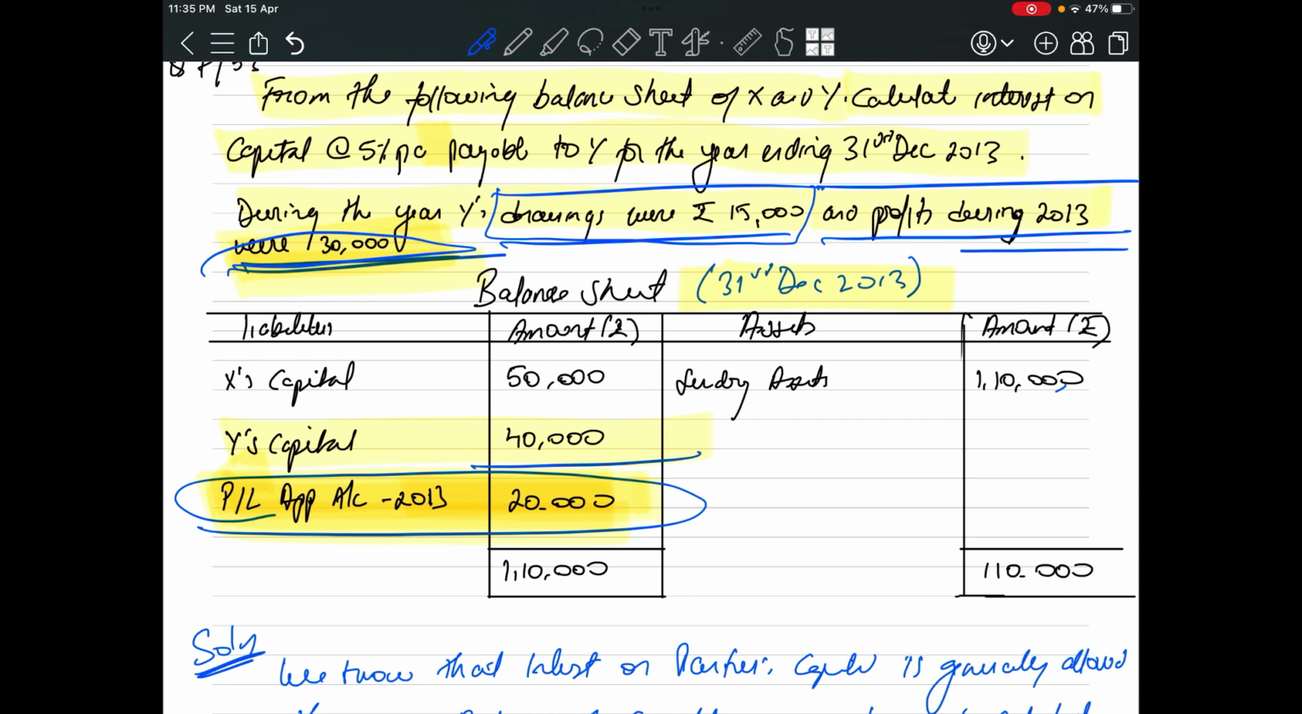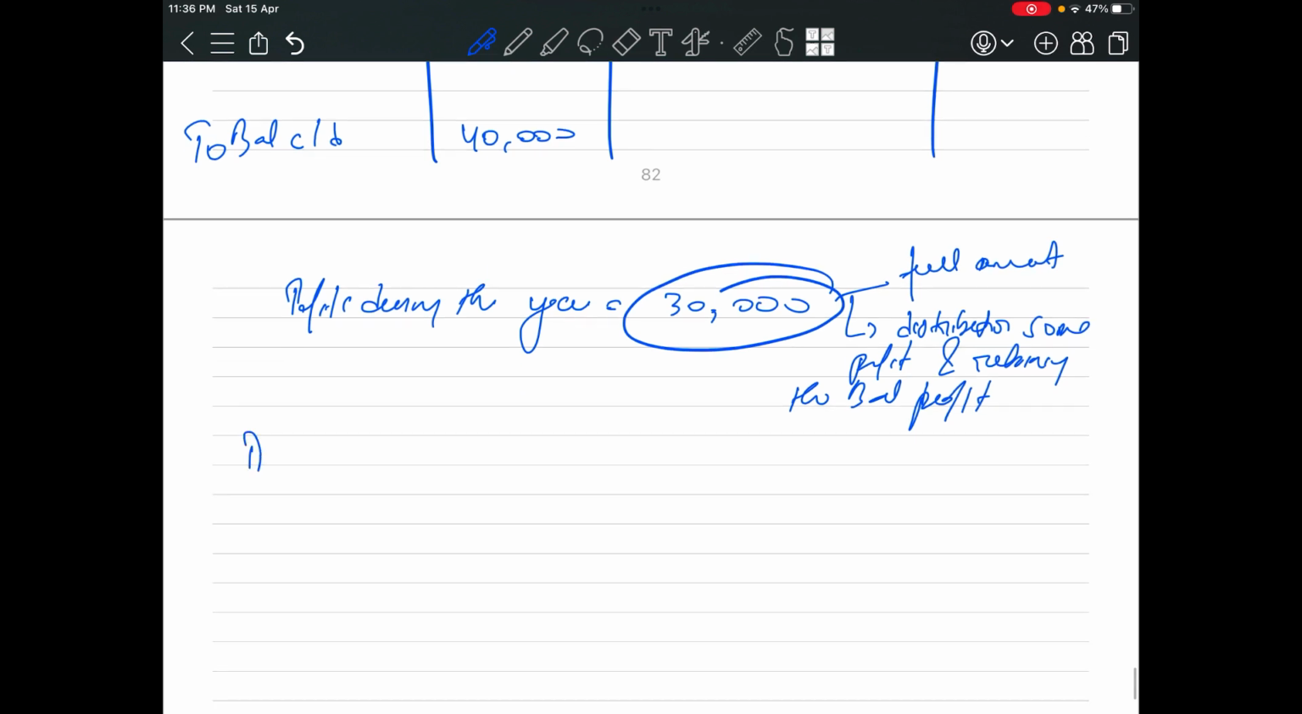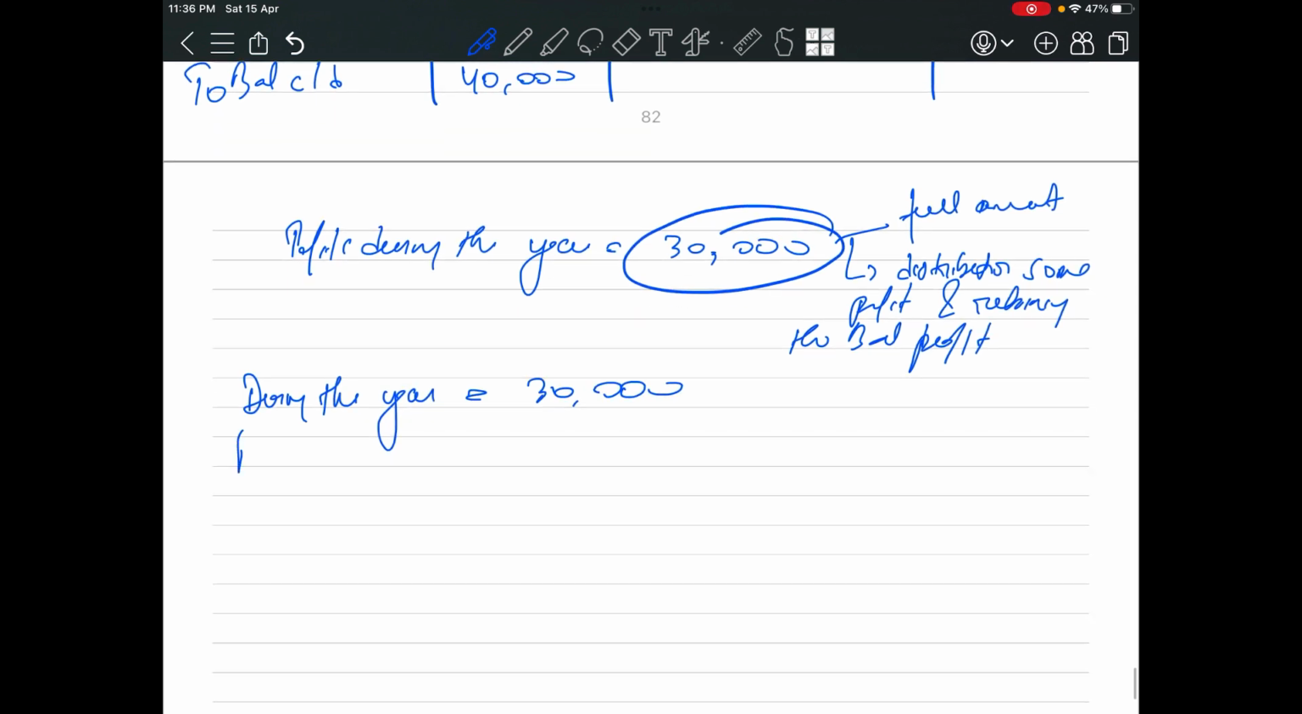If the business has its own funds, some profits which it retained out of what it earned during the year, it will not have to go for a loan or take funds from an outside source, because it will have the retained profits with it. This is the reason why the firm will not distribute the whole profit which it has earned during the year. So what has happened in this question? They have earned a profit of 30,000 during the year. Out of this profit, how much have they retained?